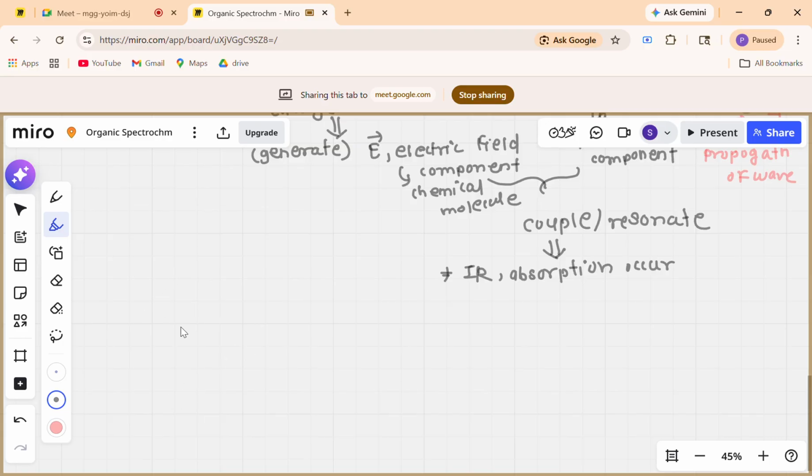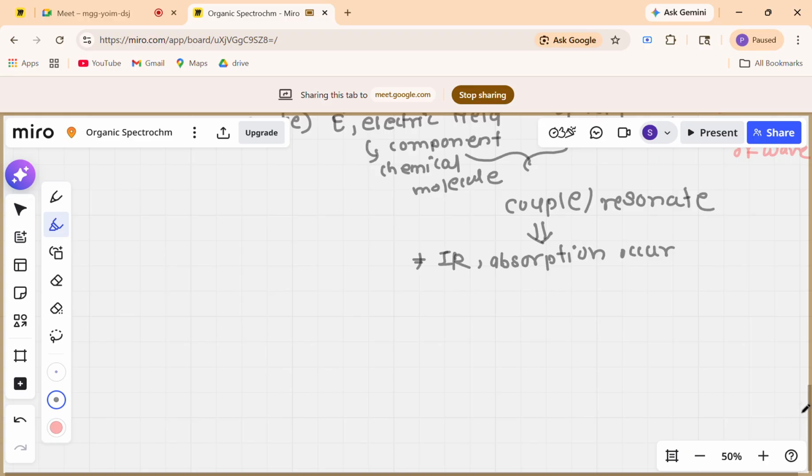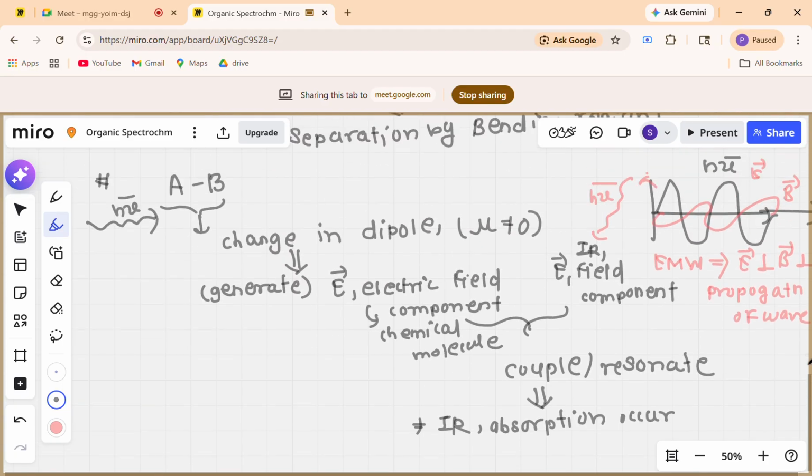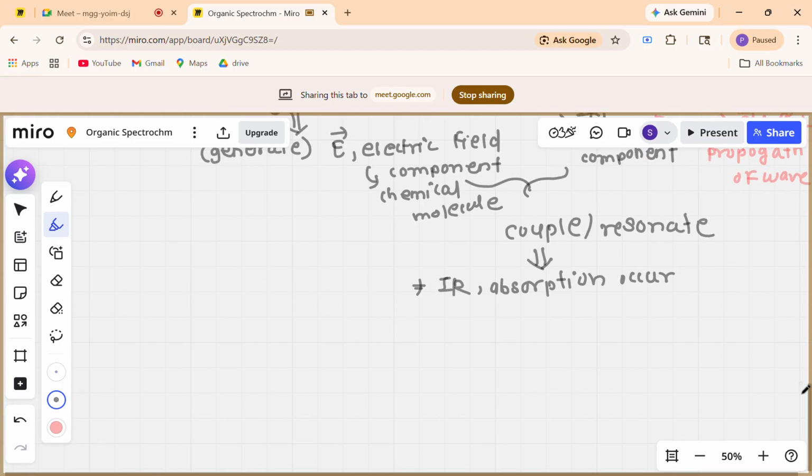Okay, so that's why we say that the change in your dipole moment will result in generation of an electric field component, and that corresponds to the radiation which has an electric field of a certain frequency, and that gives rise to your absorption. Okay, so this is how your IR works. That's basically the mechanism behind IR spectroscopy.